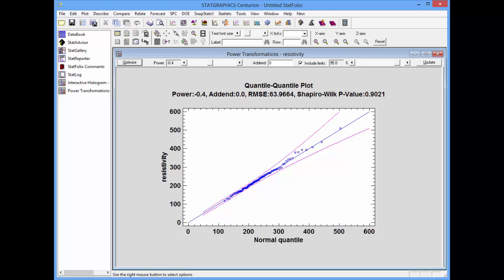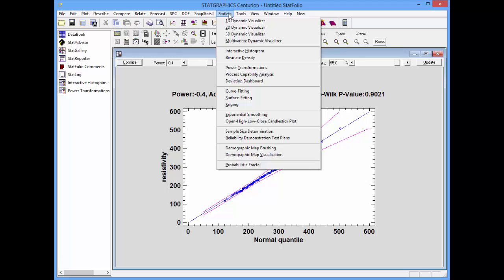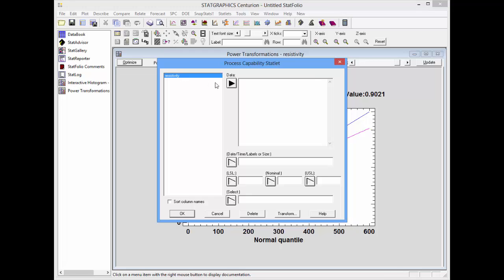Now, let's see how we could use this result. Let's suppose that there were a specification limit on resistivity. And let's suppose that resistivity was required to be less than or equal to 500. I might be interested in doing what's called a process capability analysis to see how capable I am of meeting that specification. To do that, I could go to Statlets and this time call up the process capability analysis. Resistivity is the data, and there's an upper specification limit of 500.